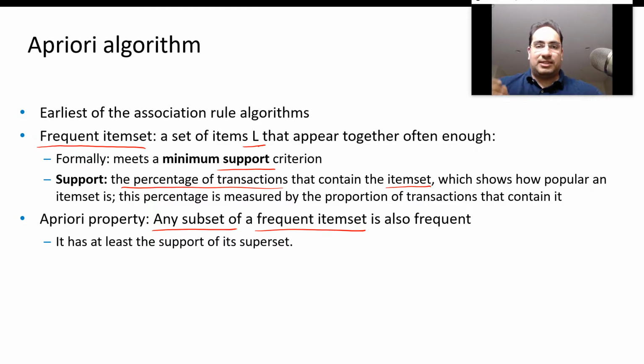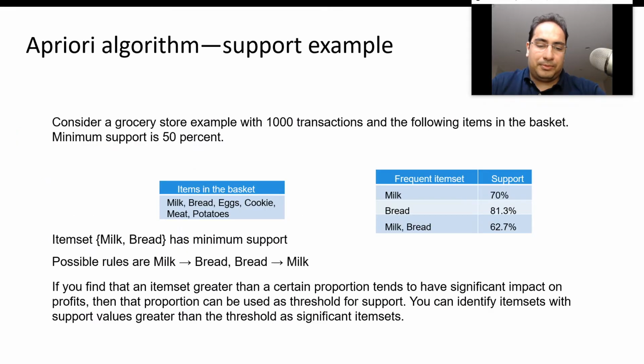So there are item sets of one item, but we could have frequent item sets of two or three or more items. And any subset of that is also frequent, which is somewhat trivial. It makes sense that if both of them are frequent, then each of them is also frequent. So it at least has the support of its superset. Because milk and bread are frequent item sets, each of those is frequent as well. This is called the a priori property.